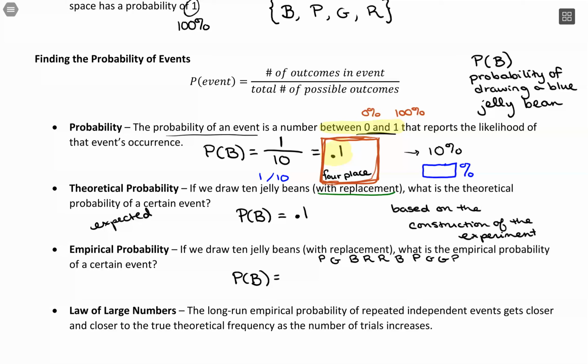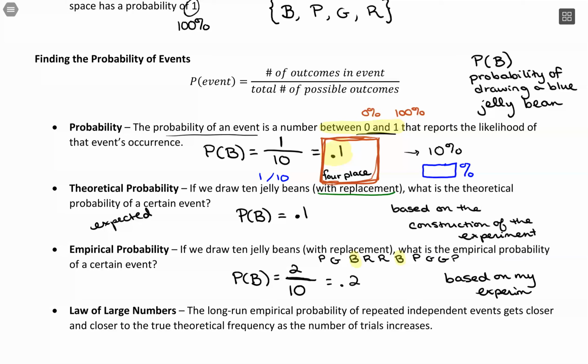So my empirical probability would be, out of these 10 times, how many times did I see a blue jelly bean? Well, I saw a blue jelly bean twice. So this 0.2, this 20%, would be my empirical probability. It would be based on what I saw in my experiment.